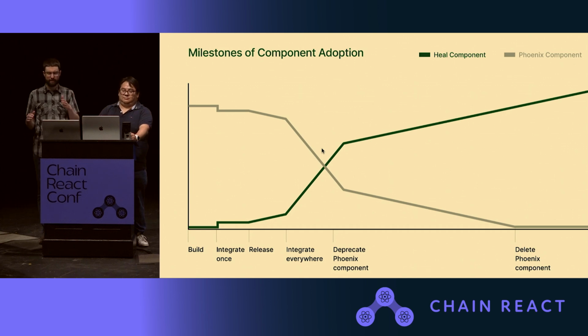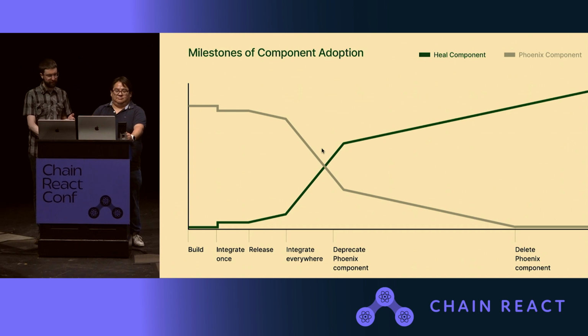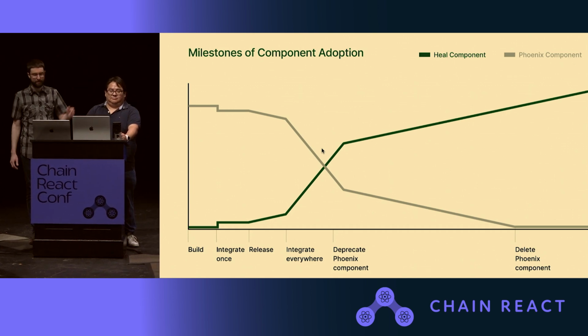It's mostly an inverse relationship as those Heal ones replace the Phoenix ones, but it gets slightly offset by the fact that some Heal components are being used not just to replace the Phoenix ones, but there are net new instances going in new code as well. The curves just after that integrate everywhere step could look a little bit different depending on the component and the migration approach for it. And we'll talk about that step in a minute.